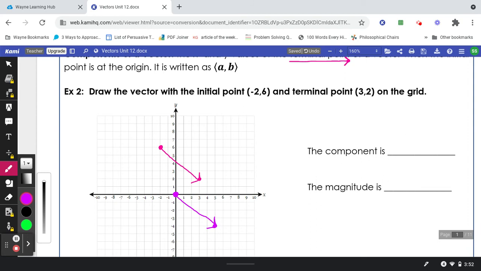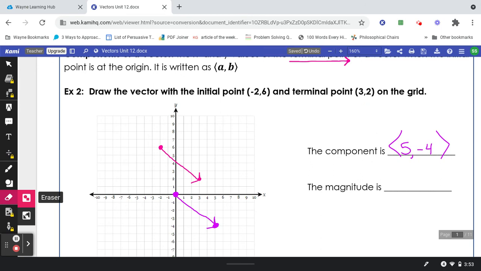The purple is what's called component form. And then you just tell where it ends, which would be 5, negative 4. And we know that every time it comes in that format, it starts at 0, 0. So instead of having to give 2 pieces of information, we just have to give 1 piece of information. A little bit more helpful, a little bit more straightforward.